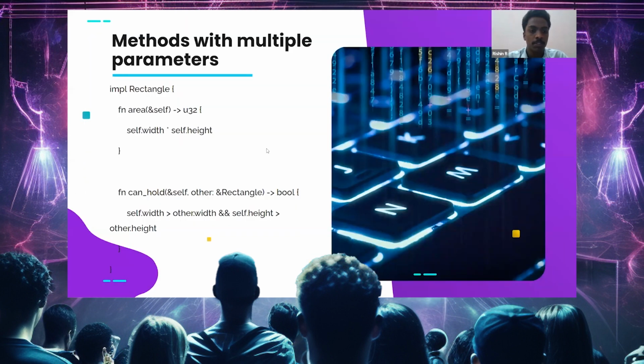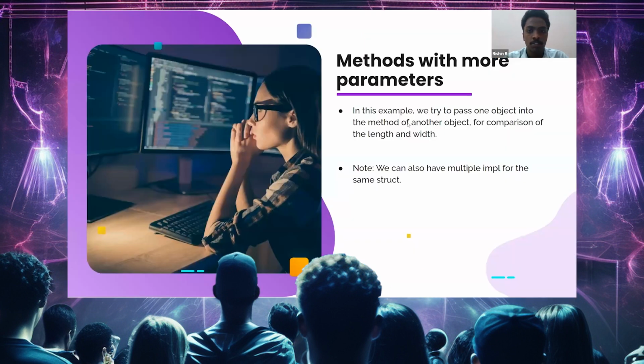I think that should be good. Now we have methods with more parameters. So far we have passed only &self, which means it takes that particular object of the struct that has been created. What if you want to add some more parameters? There could be scenarios where you want to add more parameters.